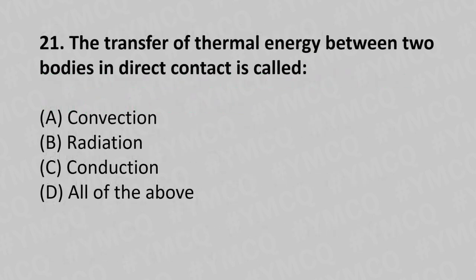Moving to our 21st question. The transfer of thermal energy between two bodies in direct contact is called option A, conversion. Option B, radiation. Option C, conduction. Option D, all of the above. And the answer is option C, conduction. Moving to our 22nd question.